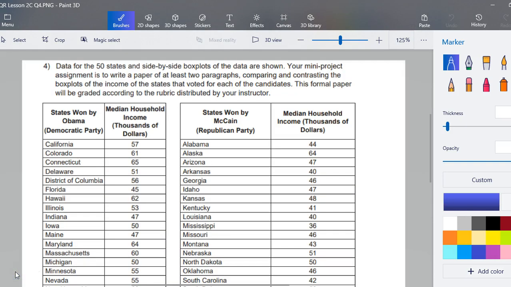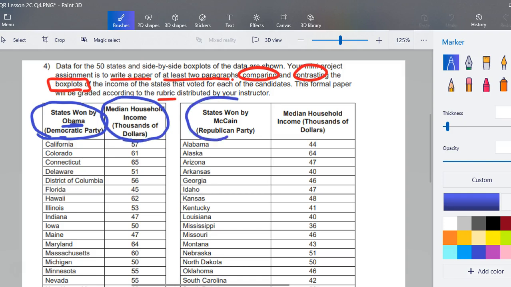On this slide, I have snipped the top part of question 4. It says that data for the 50 states and side-by-side box plots of that data are shown. Your mini project assignment is to write a paper of at least 2 paragraphs comparing and contrasting the box plots of the income of the states that voted for each of the candidates. This formal paper will be graded according to the rubric distributed by your instructor. So again, I cannot overemphasize enough that you do look at the titles, which explain which part you're looking at: you're looking at median, and then who won these states, and then median income, and both of these are in thousands of dollars.